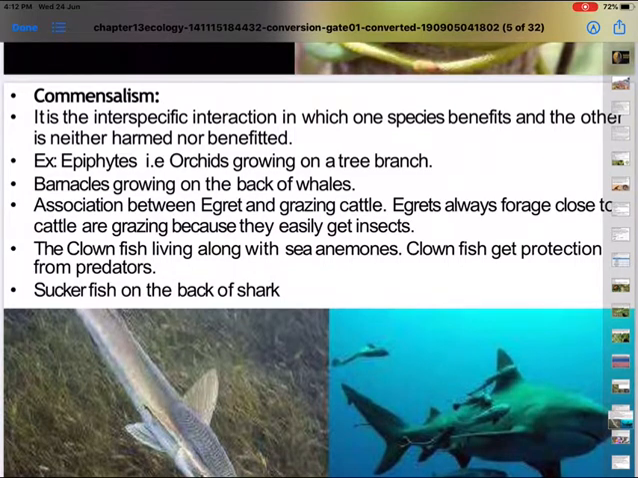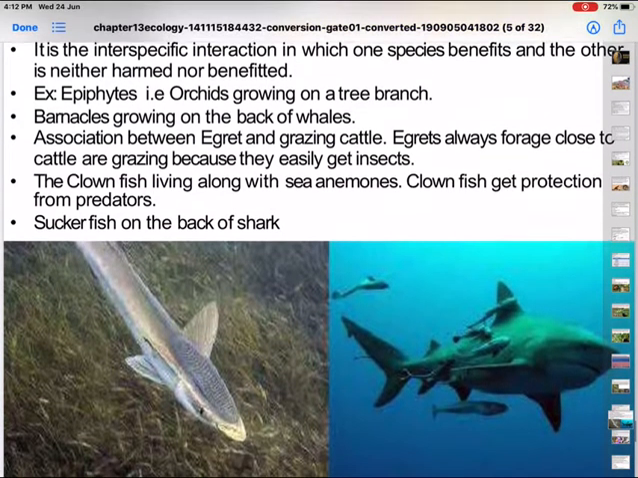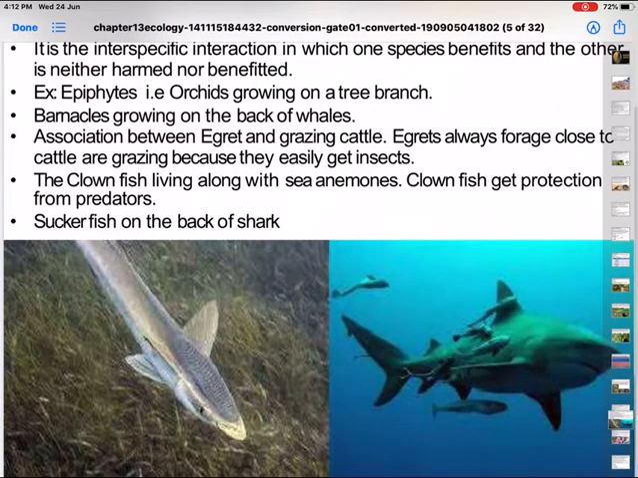Examples: epiphytes, orchids growing on a tree branch, and you can see barnacles growing on the back of whales. You are seeing it in the photo. See, a beautiful photo has been taken. That's a whale. On the whale you can see those barnacles.